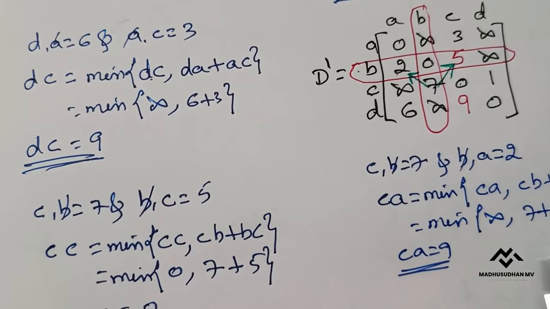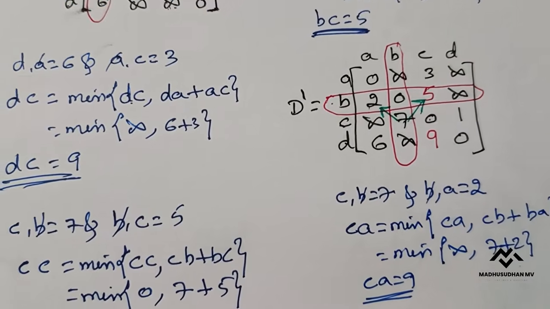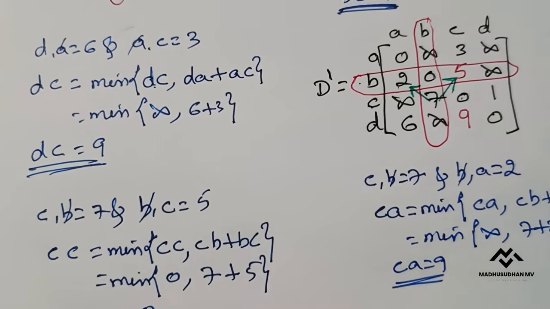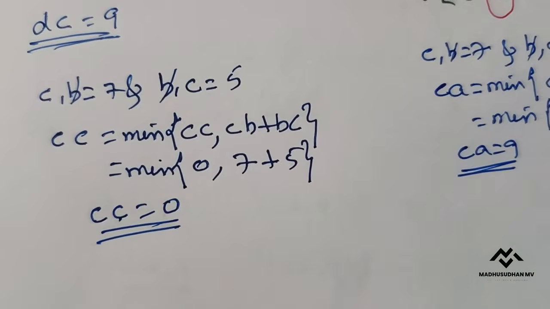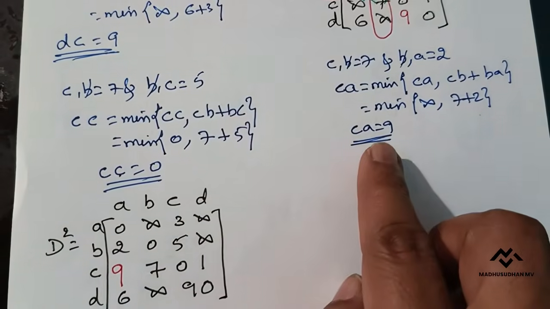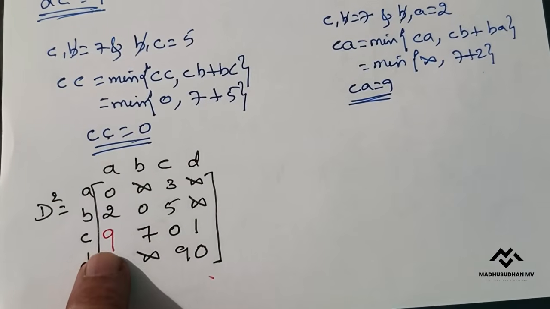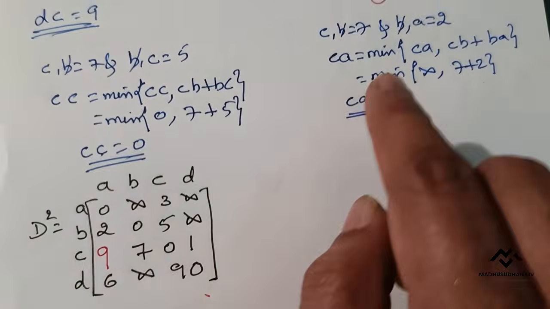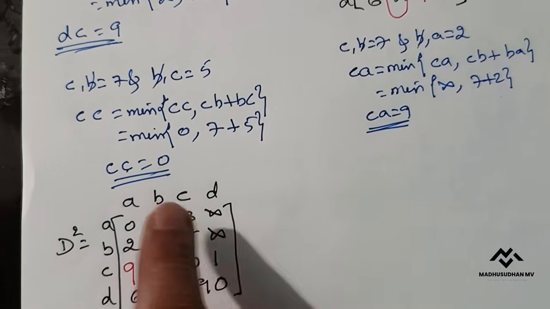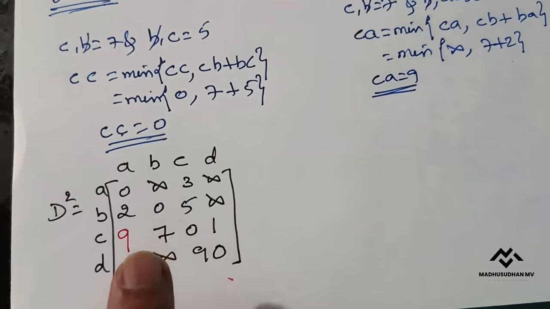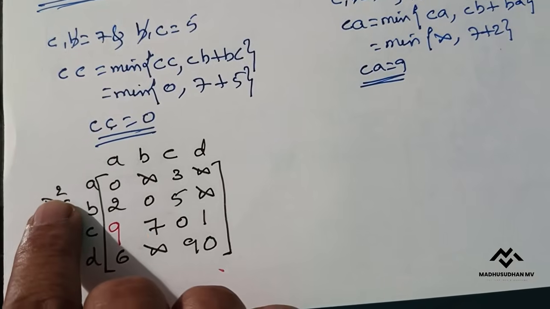Now I got one new value, that is C to A, that is 9 I got. Now updating this one. So now I got the new value. First I did the new value C comma A is equal to 9, and the remaining values I copied from the previous D to the power of 1 only. Now this is the distance matrix by considering two nodes as an intermediate node.